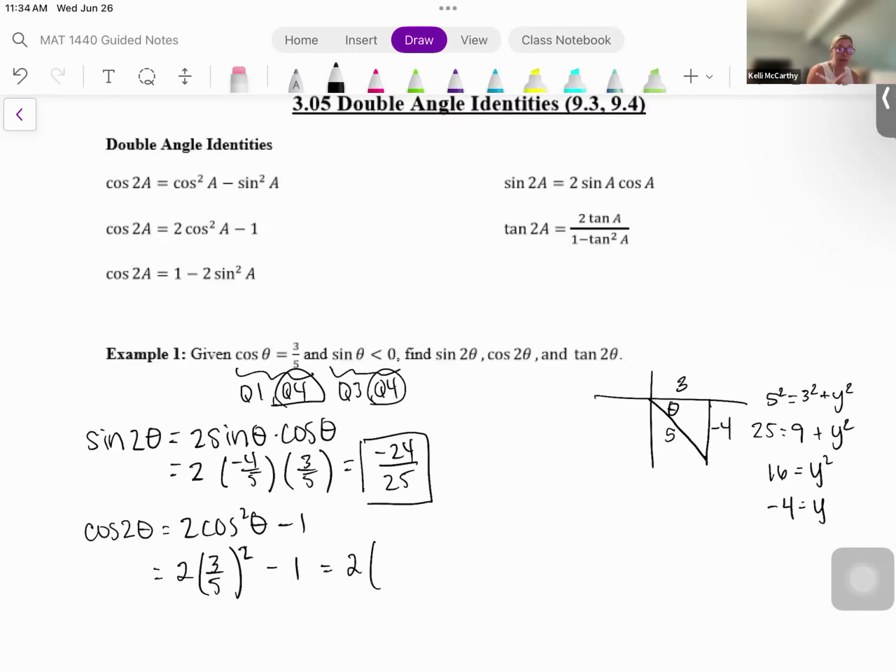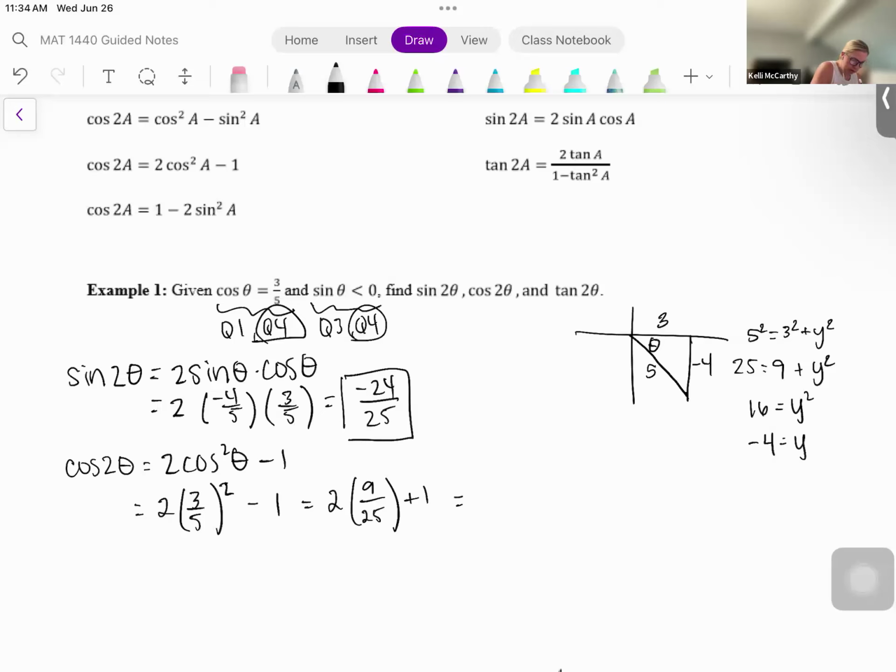3/5 squared, we're going to distribute that square to the quotient, that ratio. So this is 9/25. 2 times 9 over 25 is 18 over 25, minus 1. I'm sorry, I made that mistake in those last two steps. It should be minus 1. 18 over 25 minus 1. If you were to find a common denominator of 25, we get negative 7 over 25. And you could also do this in Desmos.